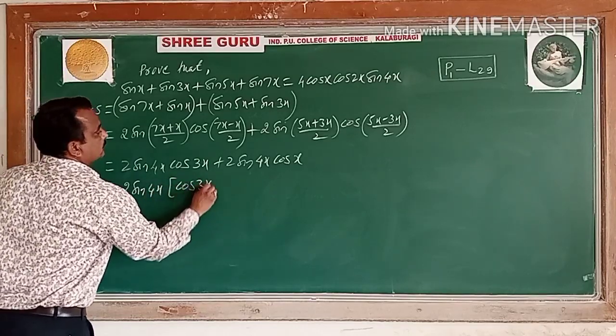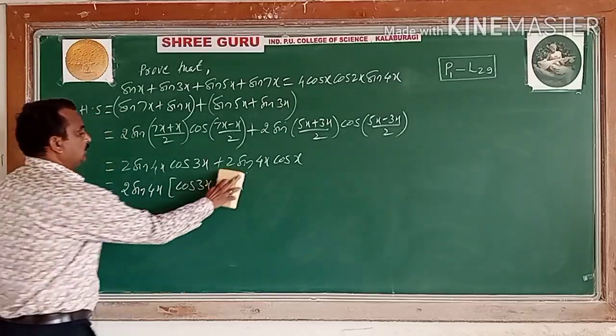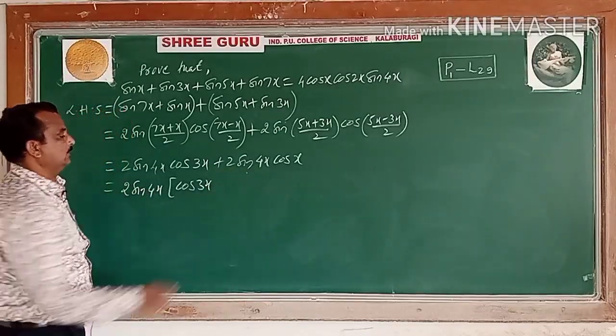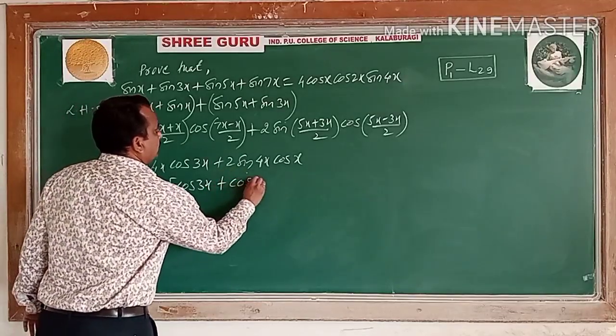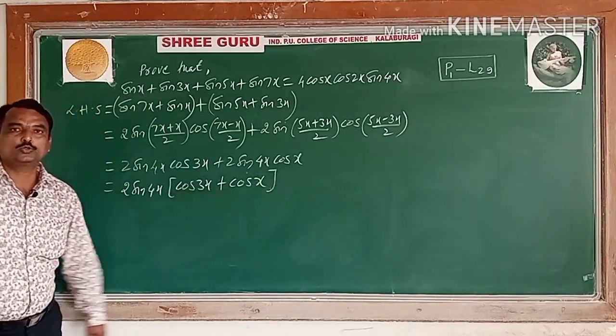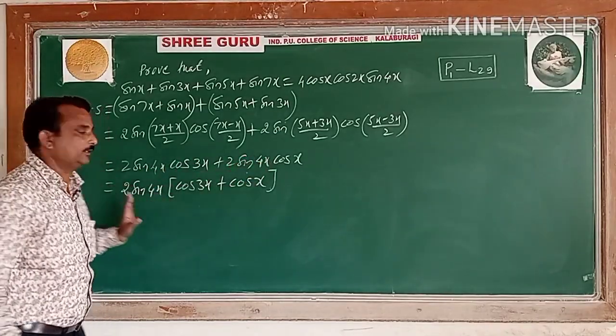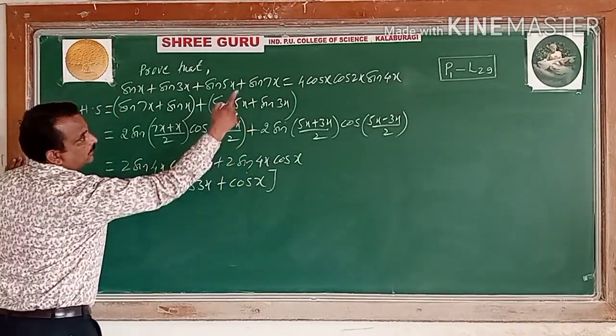Cos 3x into cos 3x plus cos x. You get cos 3x plus cos x here, with 2 sin 4x taken common. Then apply the cos c plus cos d formula, and you will get the result here.